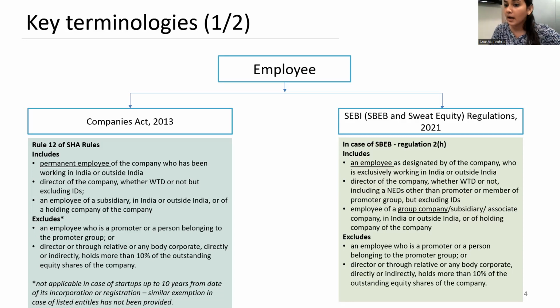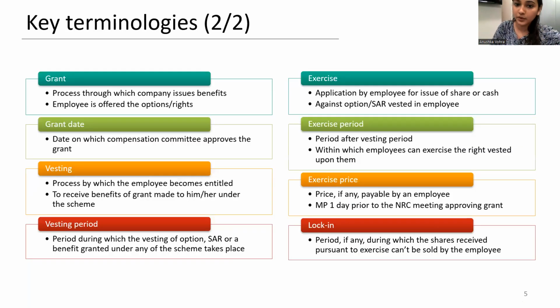Okay, so this was about the definition of employee. An employer can be any company which is limited by shares: a public company, an unlisted public company, a private company, or a listed company. The definition of employee would depend upon who is the employer. In the case of an unlisted public company and a private company, it would be the same, as the Companies Act will be applicable. So this was about the definition of employer and employee.